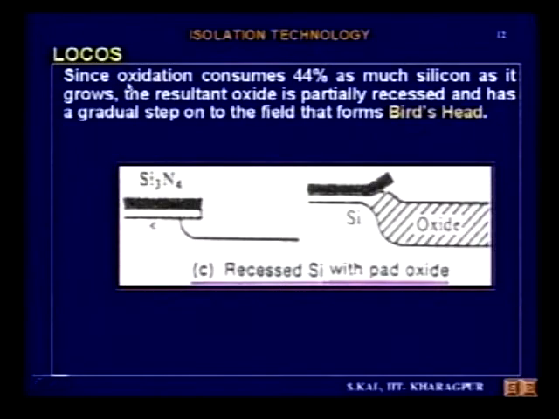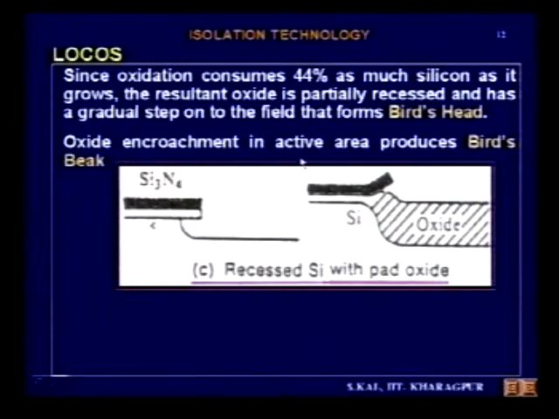Now here, as I mentioned, since oxidation consumes 44% as much silicon as it grows, the resultant oxide is partially recessed, and has a gradual step onto the field that forms the bird's head. Partially recessed and a gradual step onto the field. This is the field. A gradual small step will be there, but it's not the previous diagram that you have seen. So 50% of the silicon dioxide is on top of the plane.